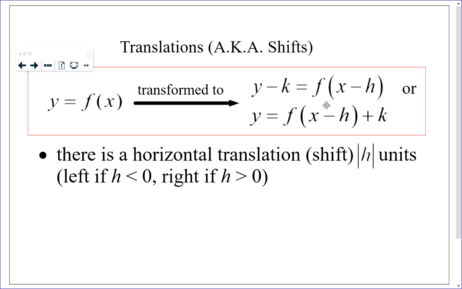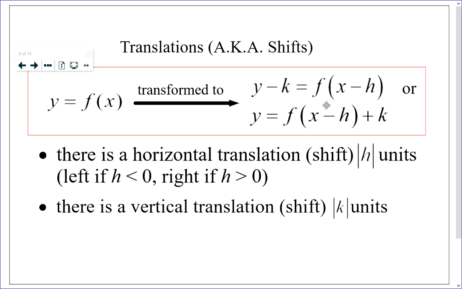Saying there is a translation horizontally of negative 8 units, I don't think in Math 30-1 is good enough. I think you need to say what direction it's translated in and how big the translation is.